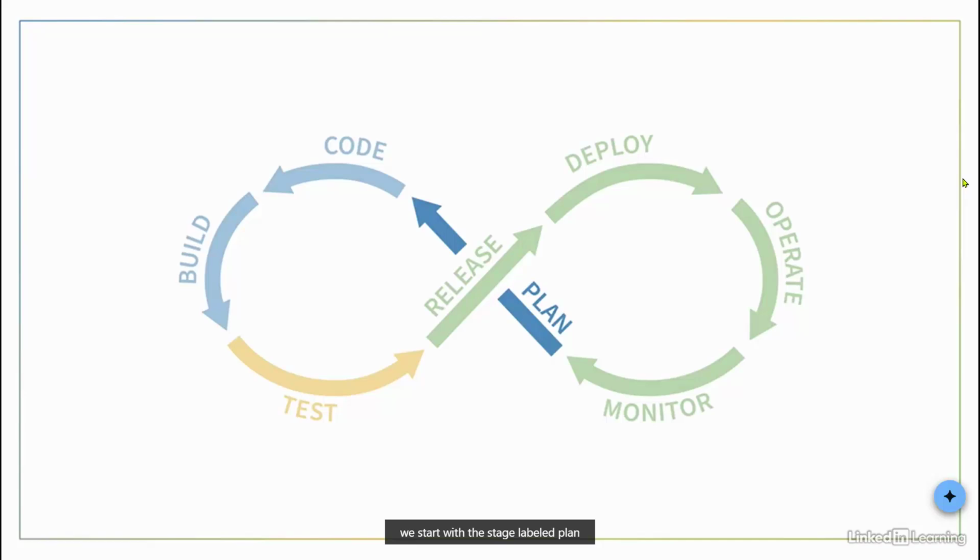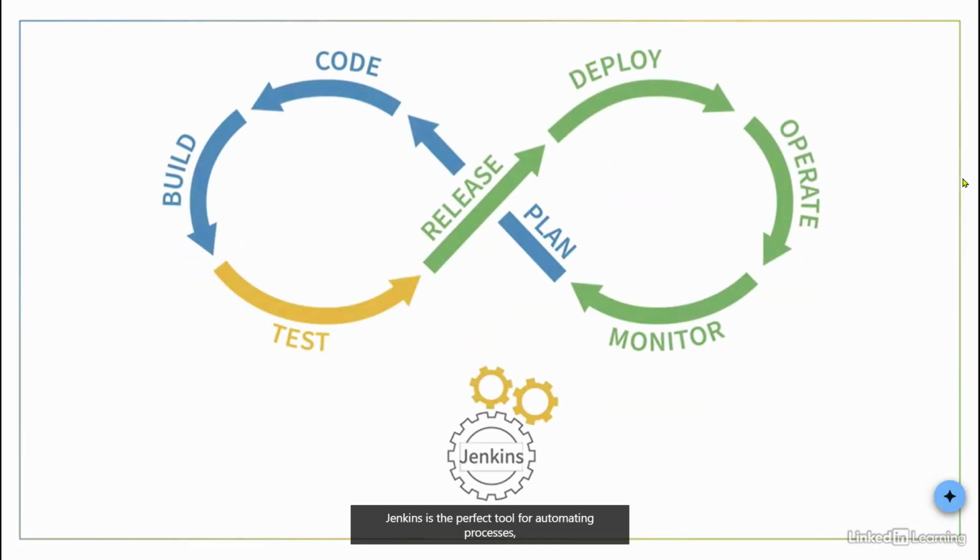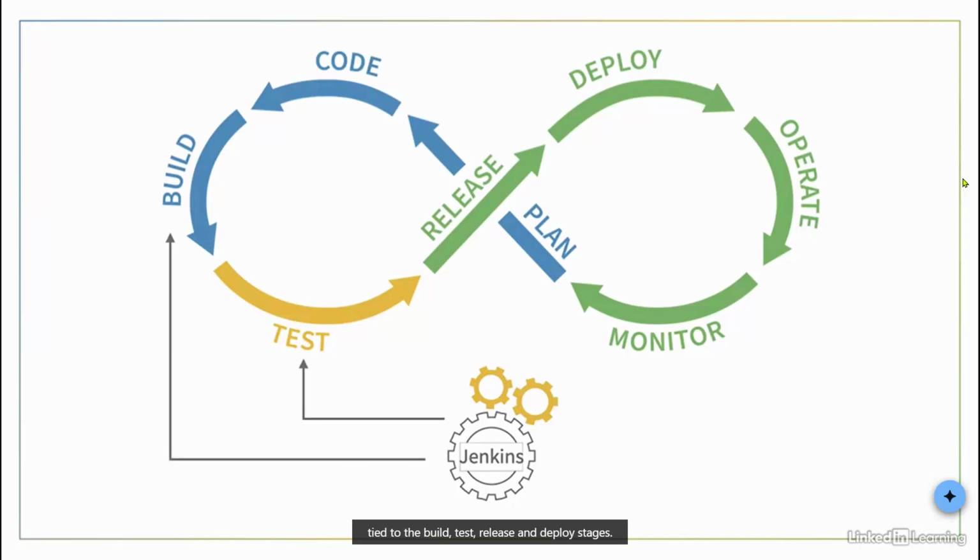In the development group, we start with the stage labeled Plan, and then move on to Code, Build, and Test. In the operations group, we continue the cycle with Release, Deploy, Operate, and Monitor. Jenkins is the perfect tool for automating processes tied to the build, test, release, and deploy stages.